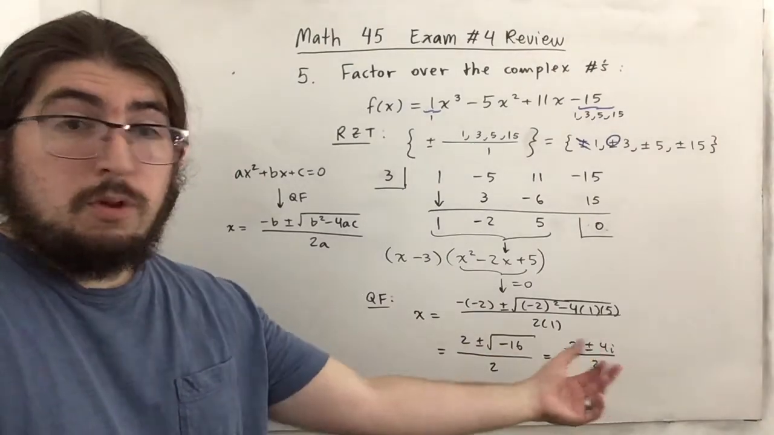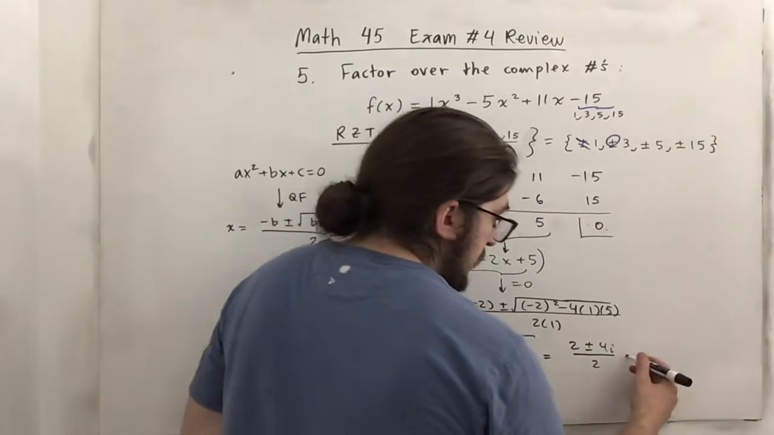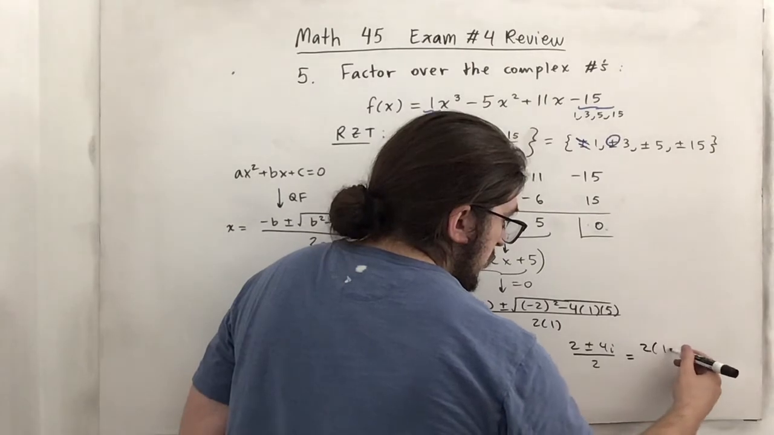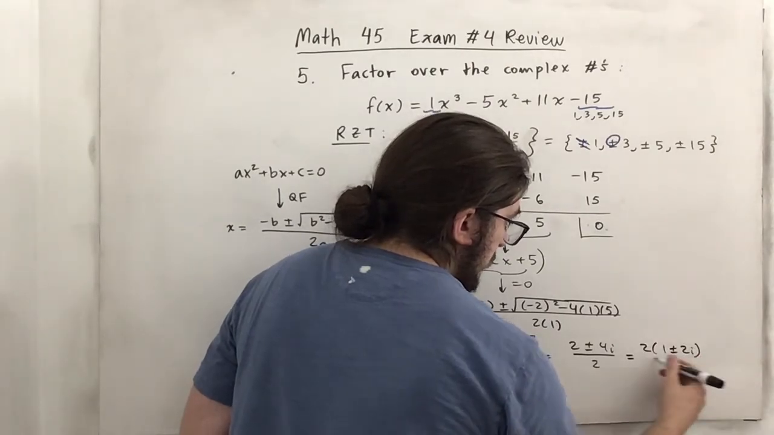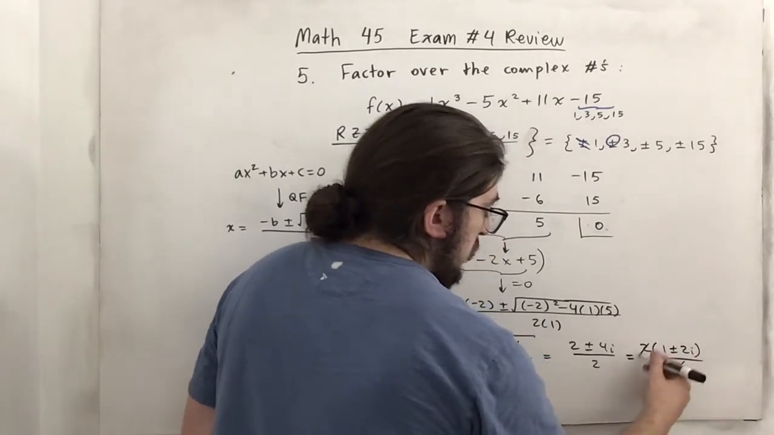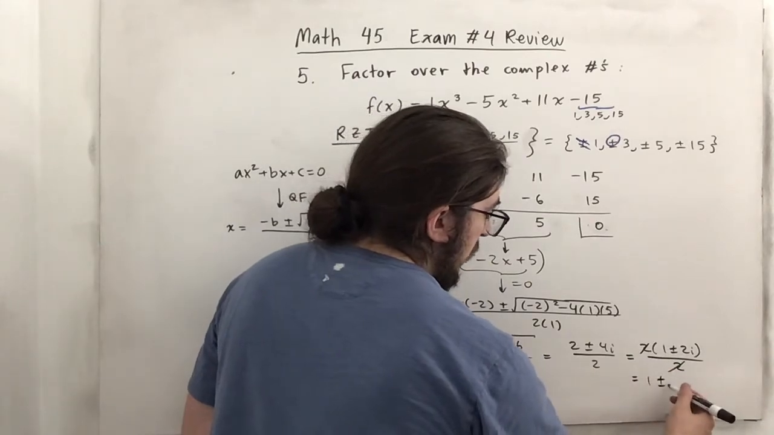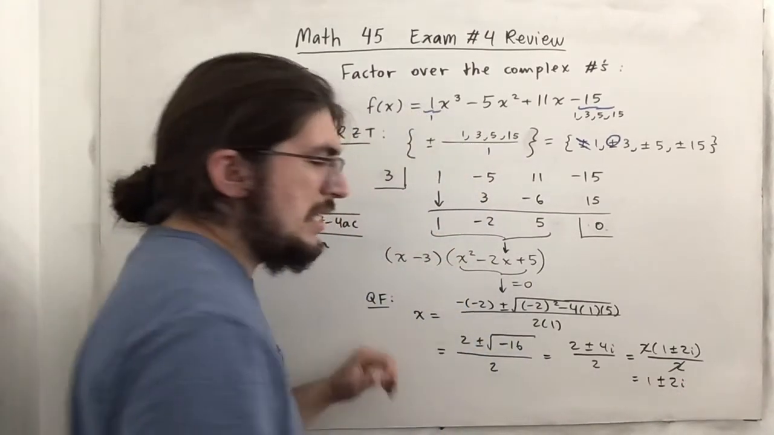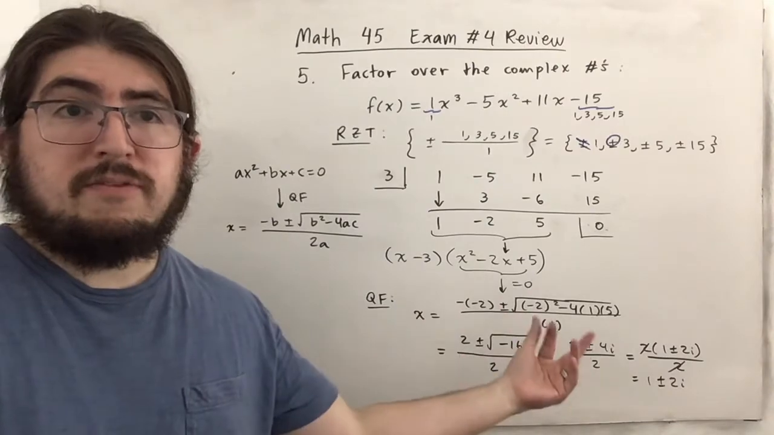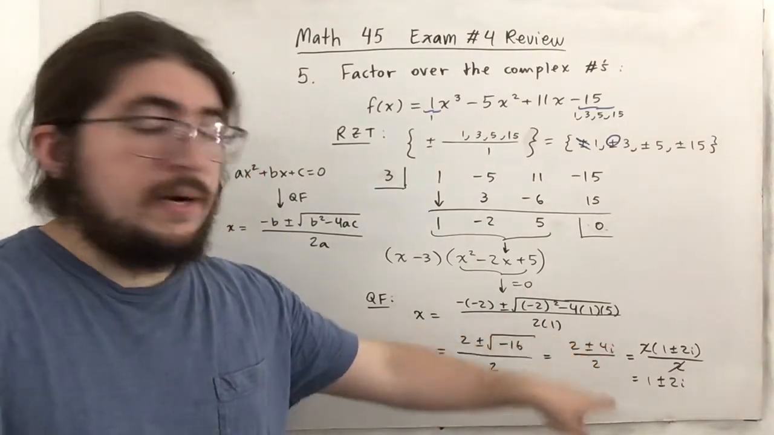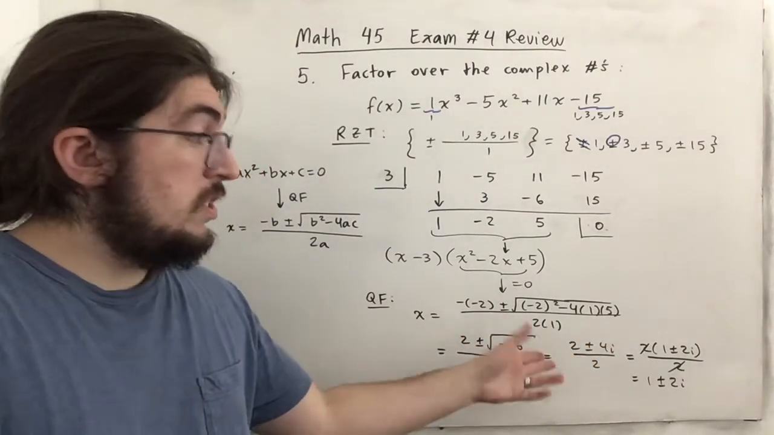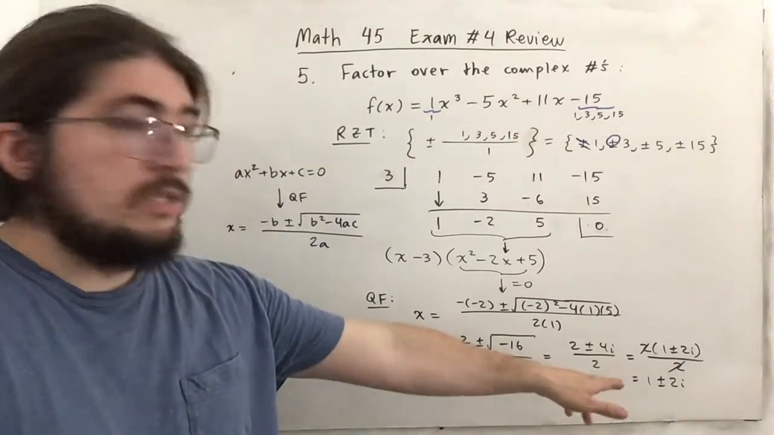You can either pull out a 2 from the top, which I'm going to actually do that way. So we get 1 plus or minus 2i as a quantity all over 2. The 2's cancel and you get 1 plus or minus 2i. That's the way I like to do it. There's another way of doing it though, where you split the fraction up as 2 over 2 plus or minus 4i over 2, which of course reduces to 1 plus or minus 2i. So you still get these.